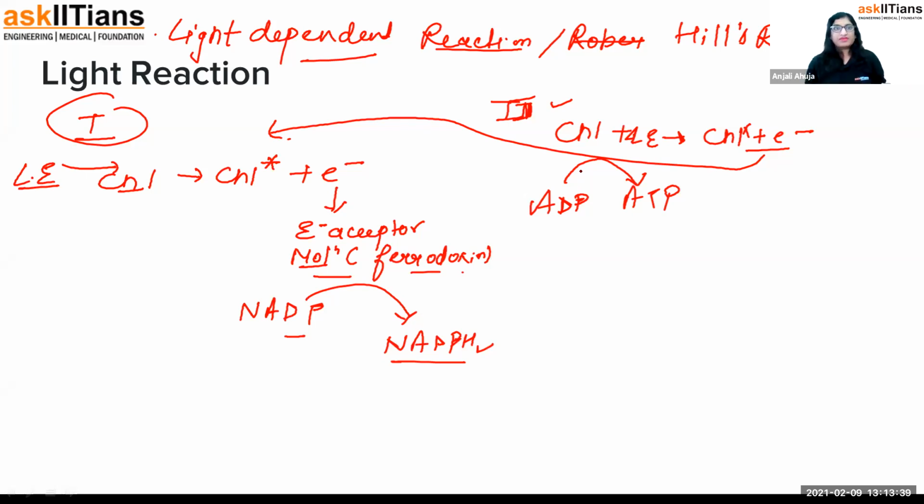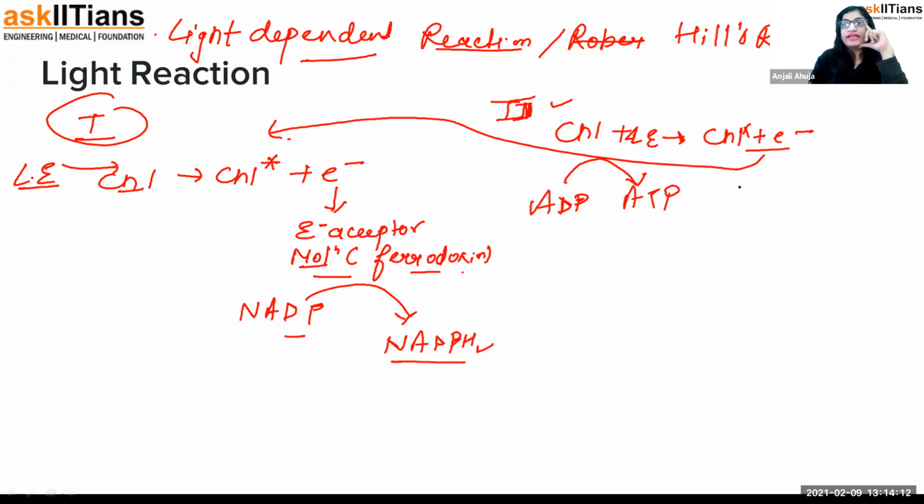Now, I repeat myself. In chlorophyll photosystem one, after the chlorophyll gets excited, the electron is accepted by the electron acceptor, and NADP is converted into NADPH2. In photosystem two, the chlorophyll molecule gets excited by light energy and releases an electron, and this electron goes to photosystem one. In this process, ATP is formed. Diphosphate reacts with one phosphate to form triphosphate again.